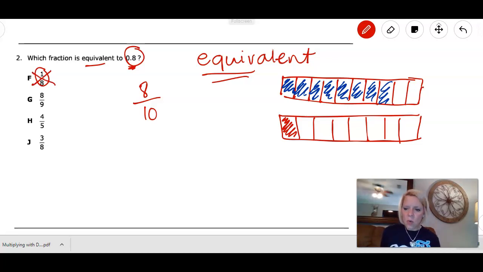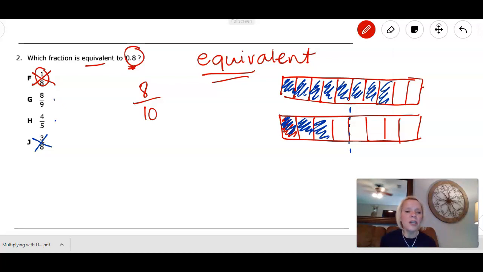Okay, let's look for another one that may or may not make sense. Let's look down here, 8/9. Well, 8 out of 9 is almost complete, just like this one is almost complete. 4/5 is almost a complete whole. If you have 4 out of 5 parts, you almost have the entire whole. And then let's look at 3/8. If you only have 3 out of 8, we already have 8s over here. That would be 1, 2, 3. That's less than half. Half is here. That's less than half. This is more than half, isn't it? So this would not make sense. So we're looking at these two as possible answers, right?